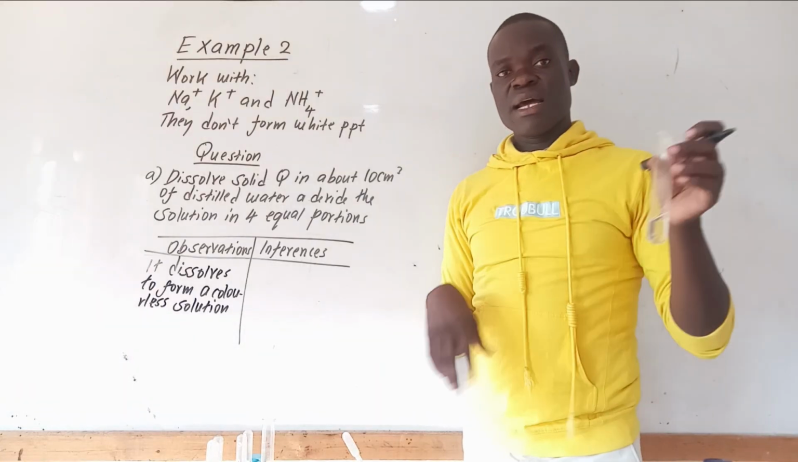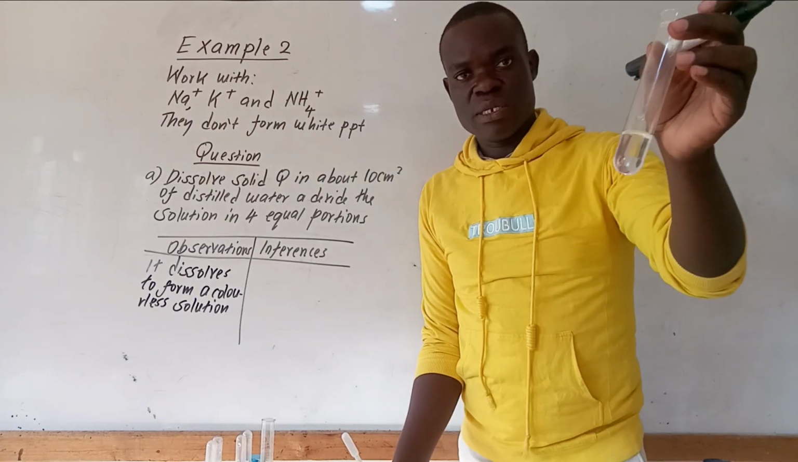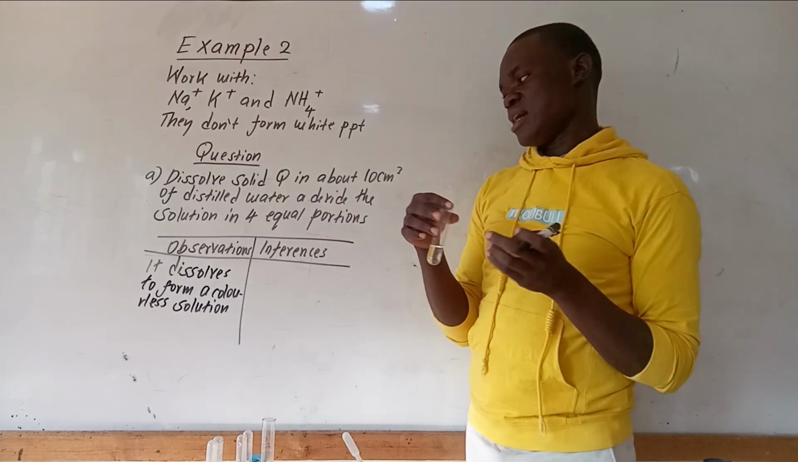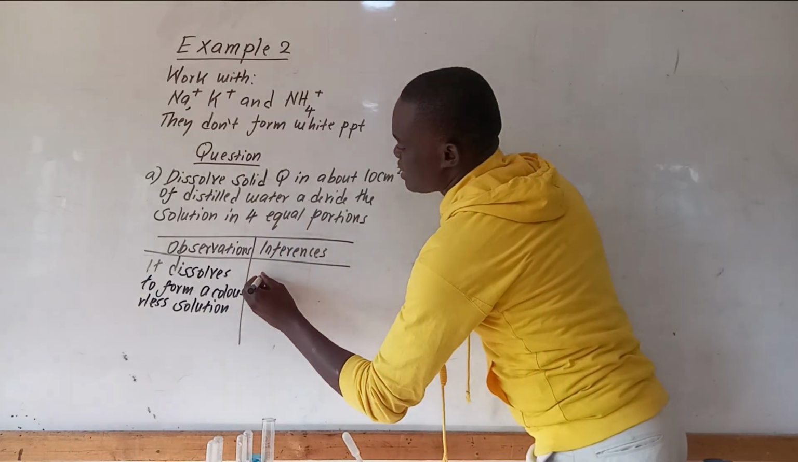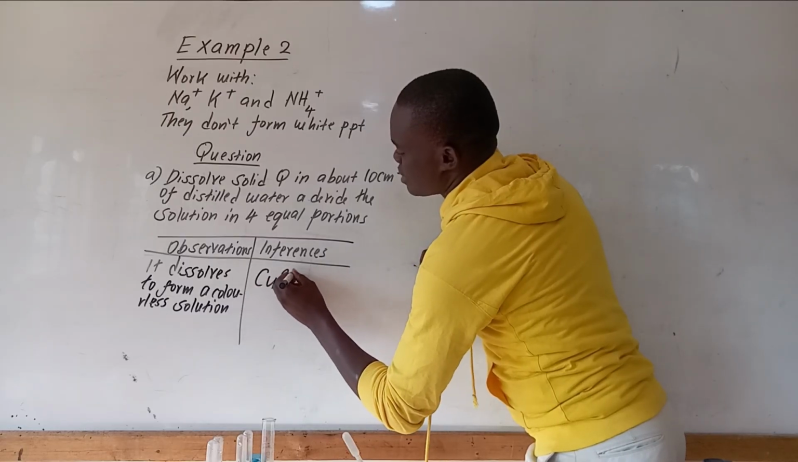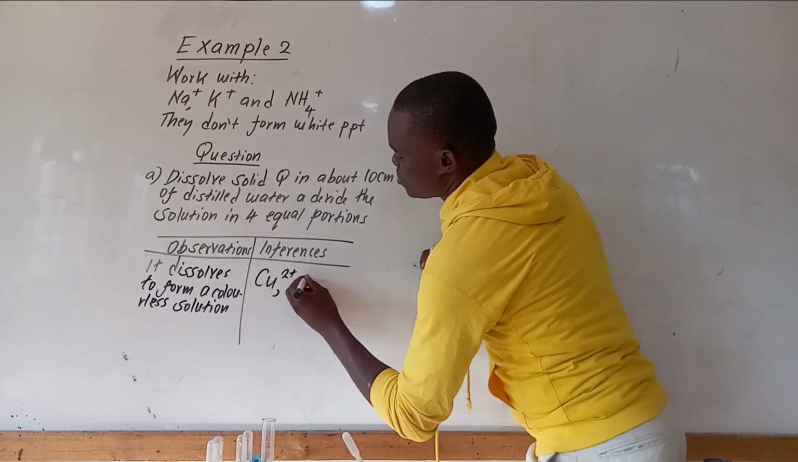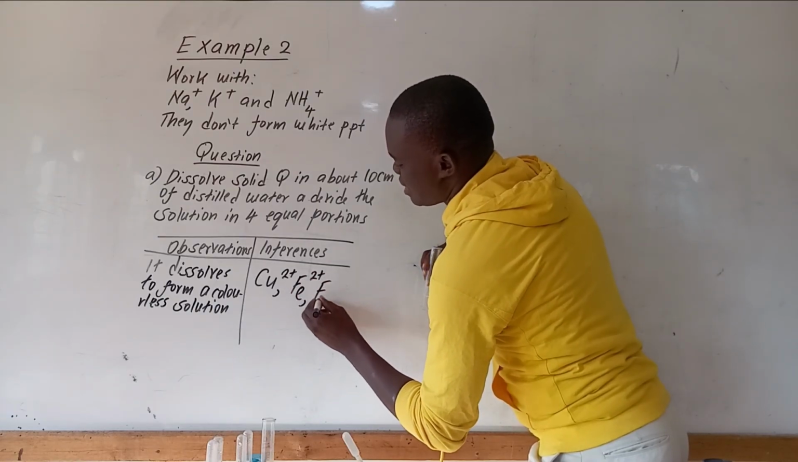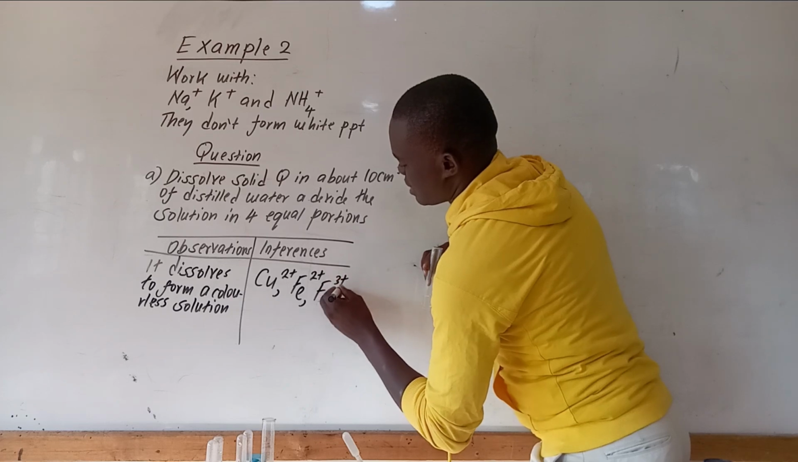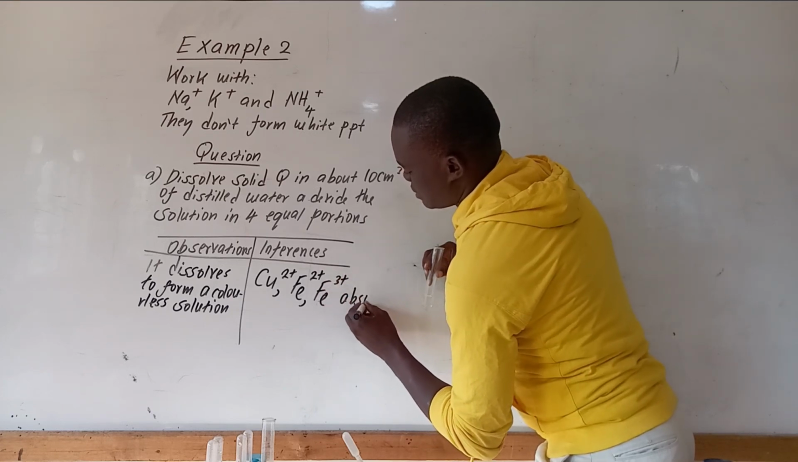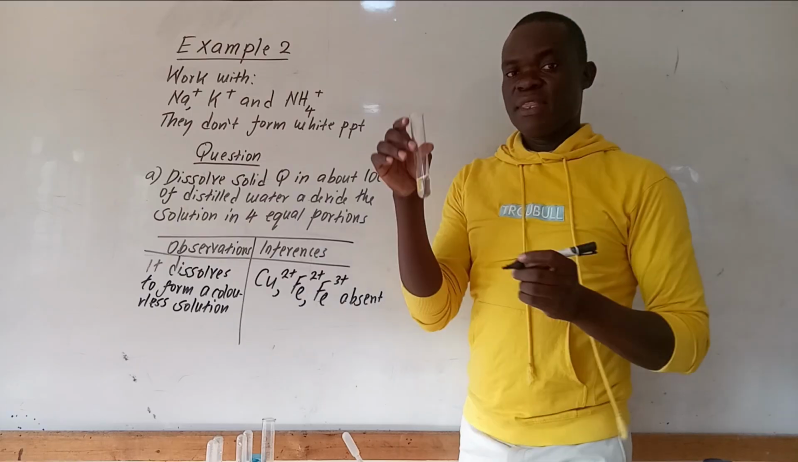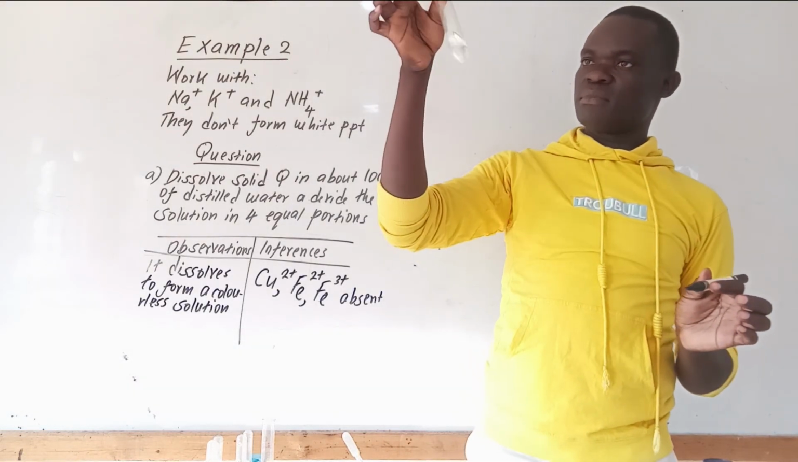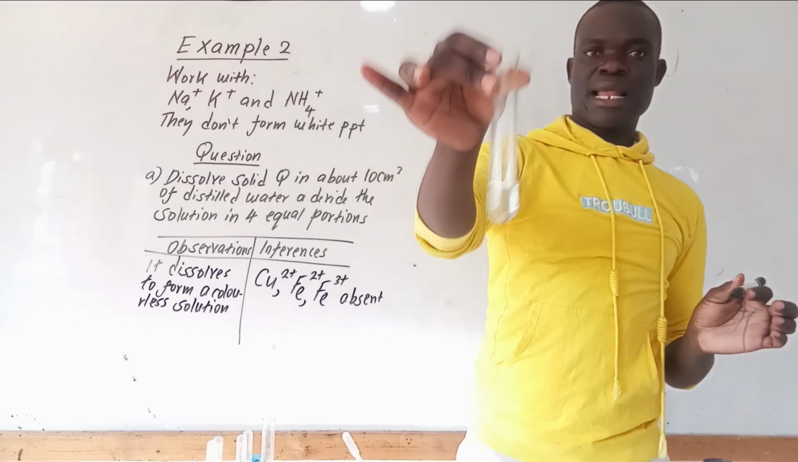I say if a solid dissolves to form a colorless solution, it means the three colored ions are absent in that solution. So we will write here copper ion or iron 2 ion or iron 3 ions absent. The three colored ions are absent in this solution. They are not there because the solution is colorless.